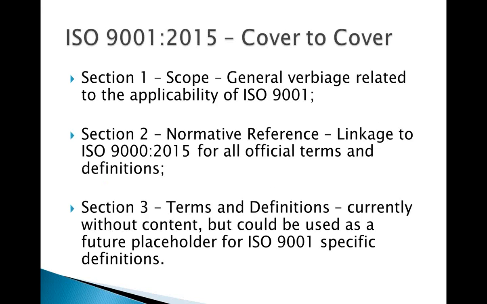Sections 1, 2, and 3, as I mentioned, are non-auditable. Section 1 is called scope. It's some general verbiage on the applicability of ISO 9001 itself. Section 2 is normative reference, and it establishes the linkage to ISO 9000 for all official terms and definitions. Section 3 is called terms and definitions, but interestingly it's without content. As of right now, there are no ISO 9001 specific terms. That may change in the future, but for right now, Section 3 is an empty section.